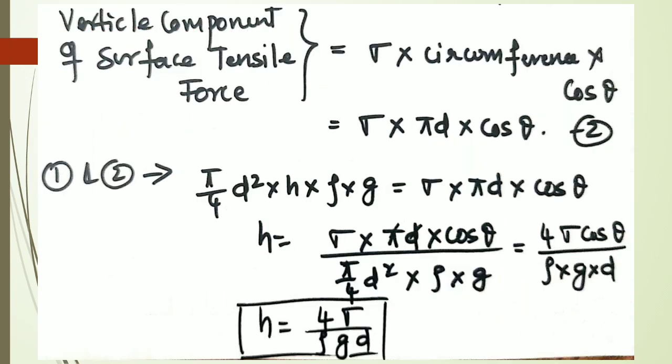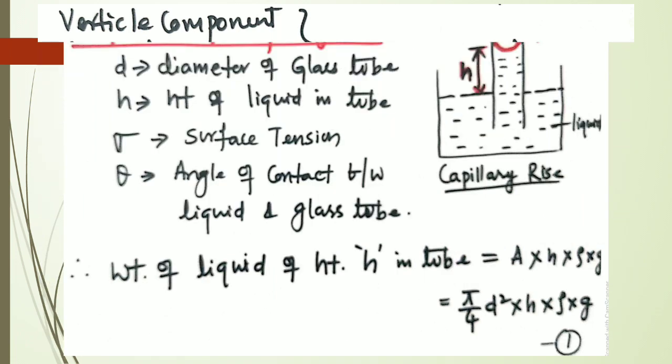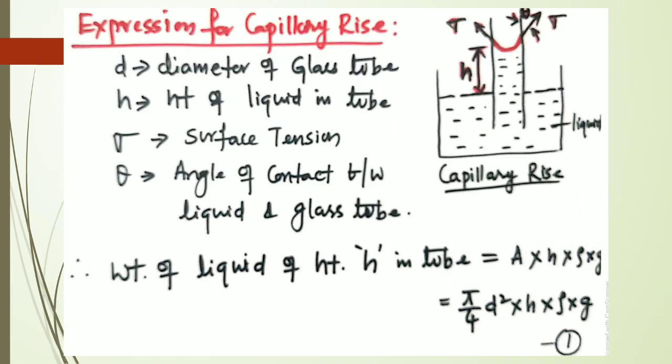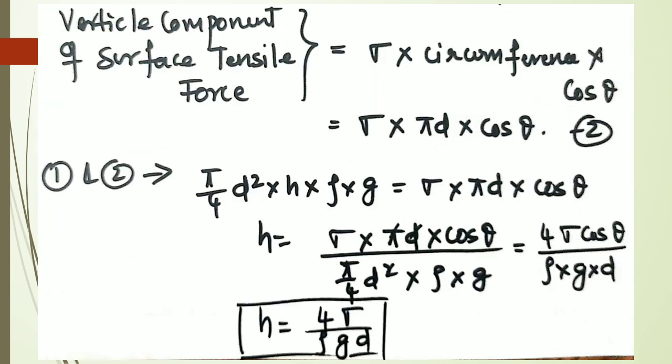Next, the vertical component of the surface tensile force is sigma into circumference into cos theta. Previously we wrote the weight of the liquid of height h in the tube, but in this second expression we write the vertical component of the surface tensile force, that is sigma into pi d into cos theta. Equating equations 1 and 2.